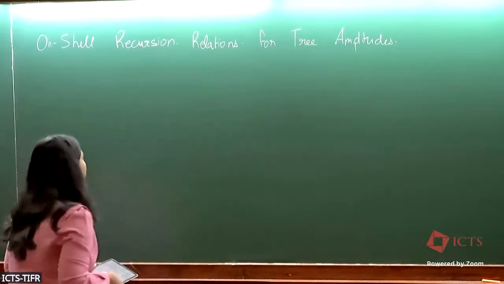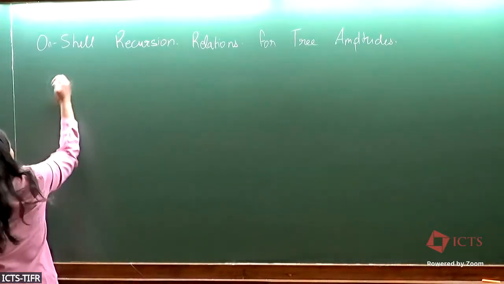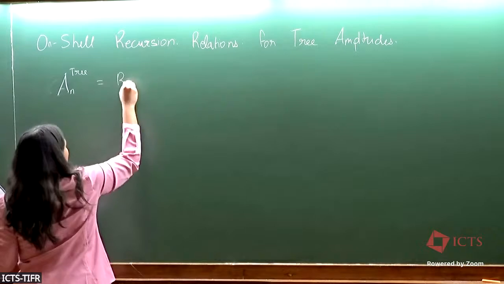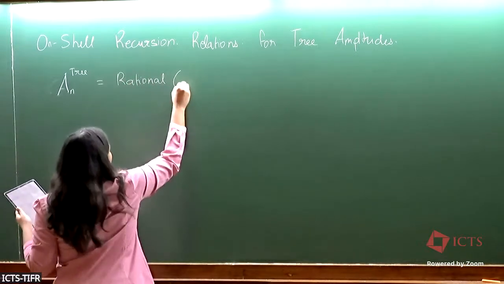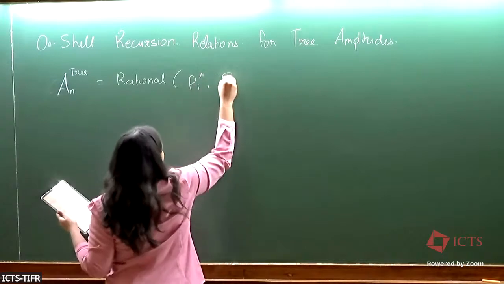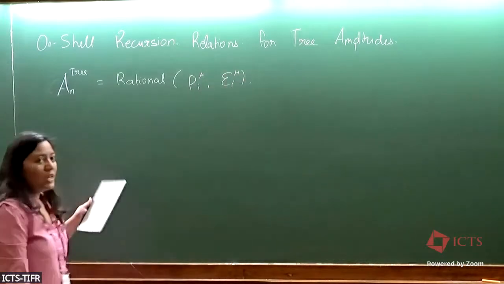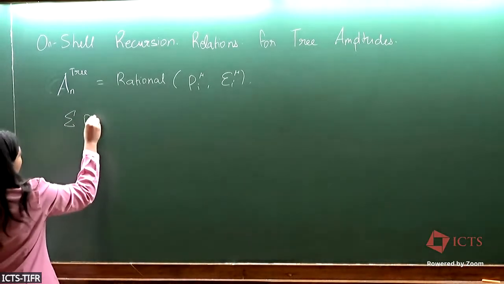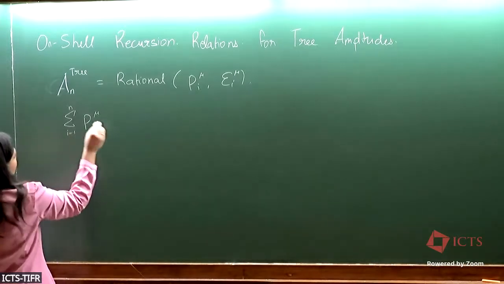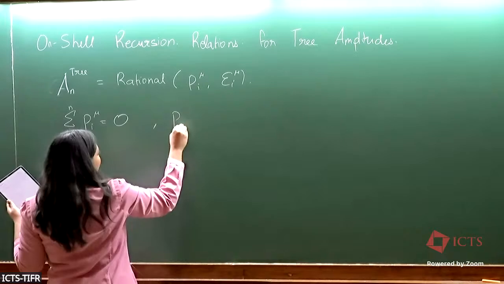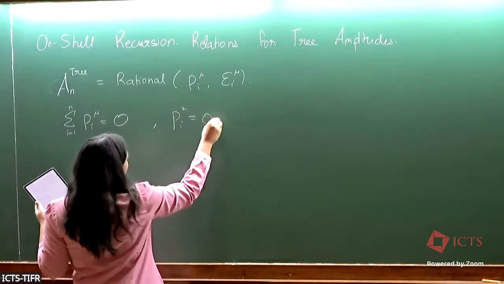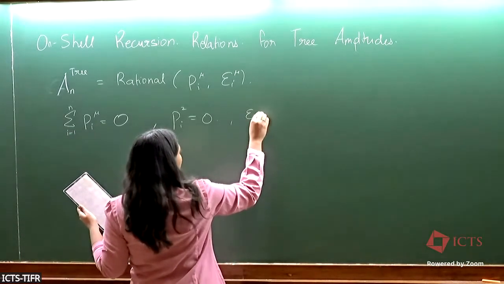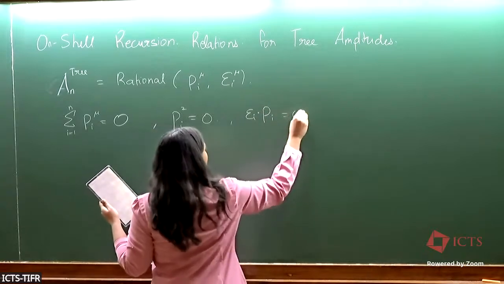Okay, so 3 amplitudes. Let's say A_N^3 is just a rational function of momenta and polarization. And what makes these momenta and polarizations on-shell data is the statement that summing over all of the momenta gives you 0. The momenta themselves square to 0, if you're talking about massless particles, which is what we'll do. And then finally, the polarizations of your particles are transverse.